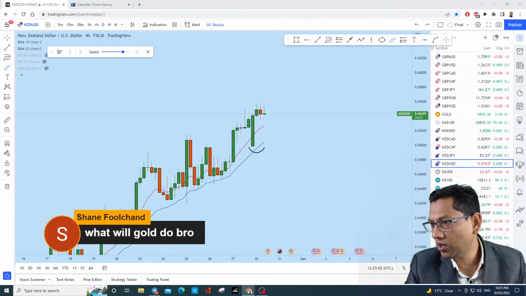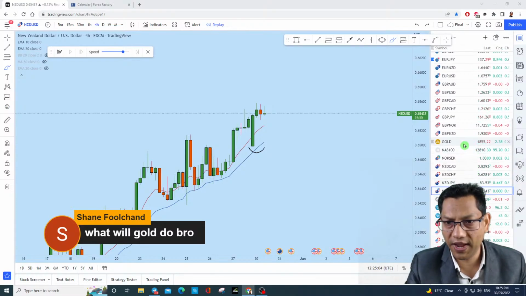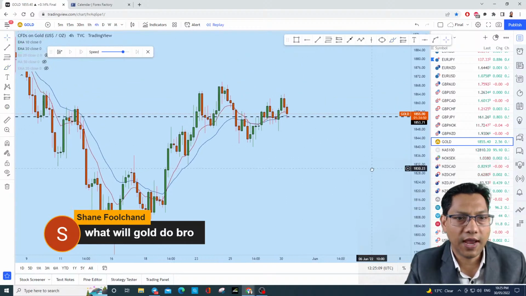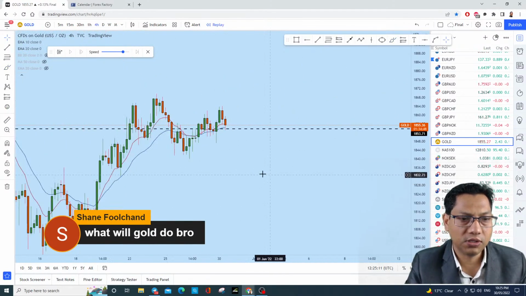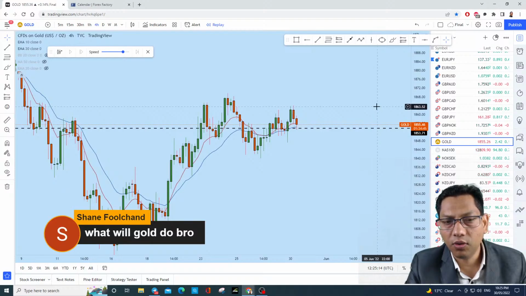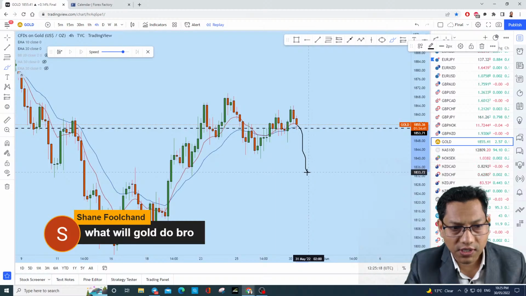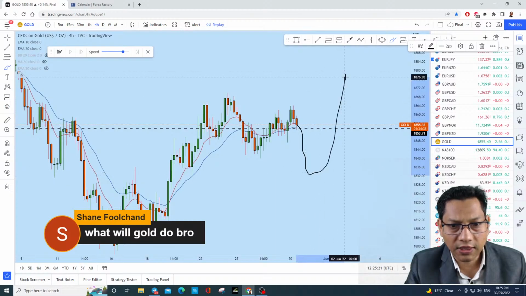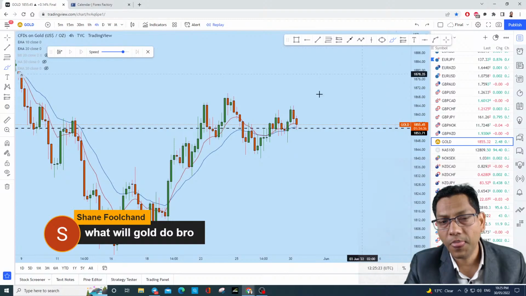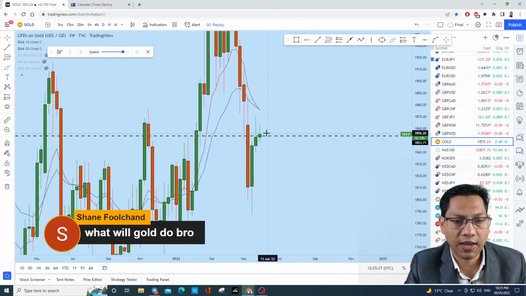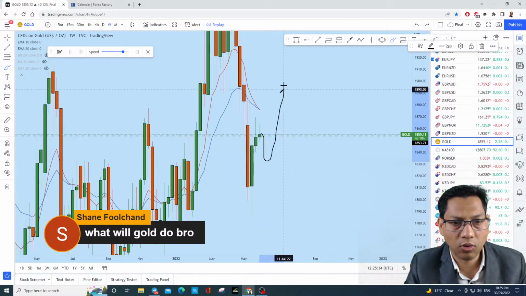Shane asks, what will gold do, bro? Okay, let's go back to gold again. What I'm thinking gold will do is, gold is now moving sideways. I think that it will fall down first, somewhere along this zone, and then will go bullish. I think so, because of the way the weekly candle is formed, I don't think that gold will go up from here. Instead, first it will come down to this zone and then will go up.